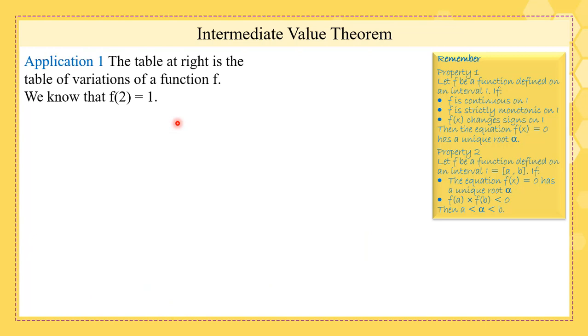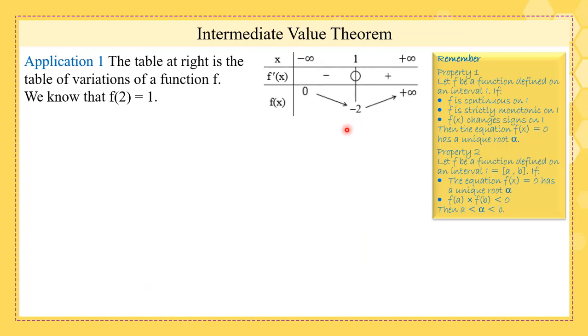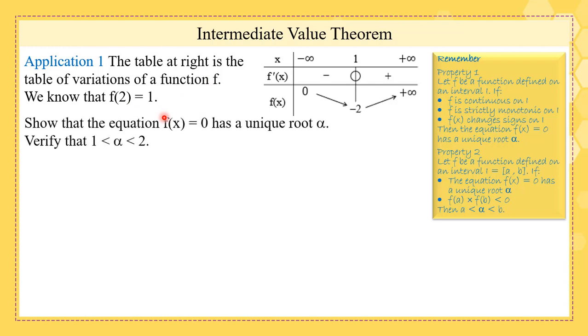Now let's see this application. This table is the table of variations of a function f, and we know that f of 2 is 1. The question is to show that the equation f of x equals 0 has a unique root alpha, and to verify that alpha is between 1 and 2. Try to solve it alone.